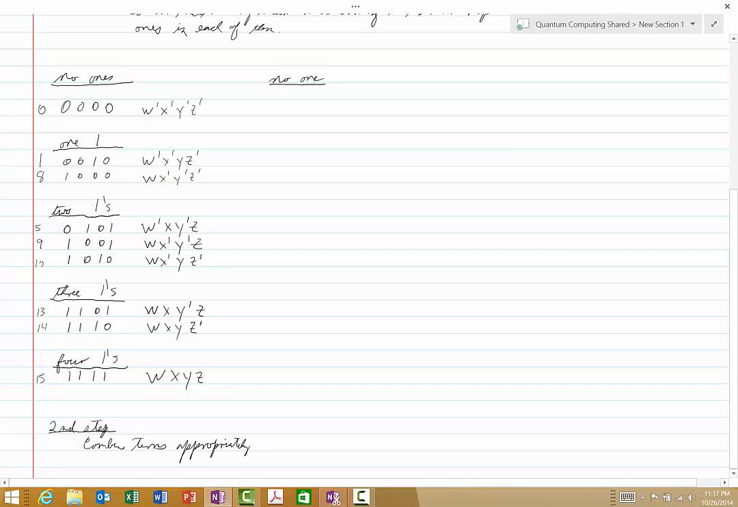So we have just seen that this first term will combine with this one to give us W prime, X prime, Z prime. So we have W prime, X prime, Z prime, and that comes from combining 0 and 1. And it's nice to keep a note of this for future reference. Now, as soon as you've used a term to combine with another term, you want to put a check by it. So I'll put a check by this and a check by the first term.